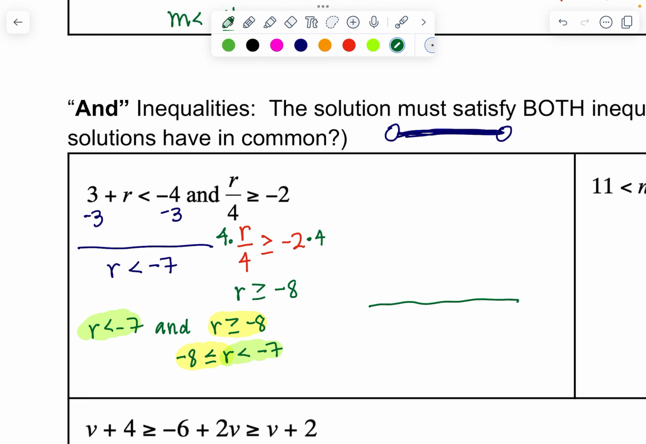To graph it, though, it's just going to be squished between -8 and -7. Greater than or equal to -8 means we're going to color in that circle. Less than -7 means we leave it open and we shade in between the two numbers.